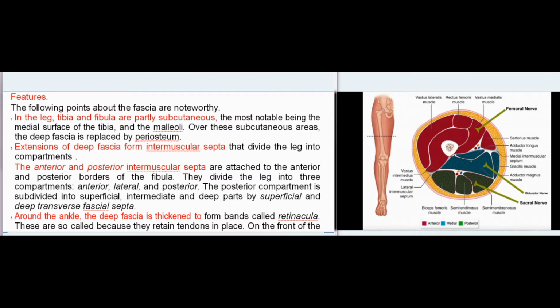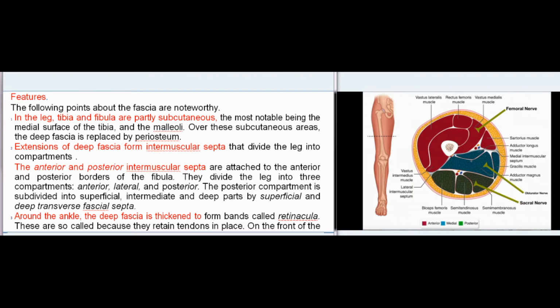The anterior and posterior intermuscular septa are attached to the anterior and posterior borders of the fibula. They divide the leg into 3 compartments: anterior, lateral, and posterior. The posterior compartment is subdivided into superficial, intermediate, and deep parts by superficial and deep transverse fascial septa.